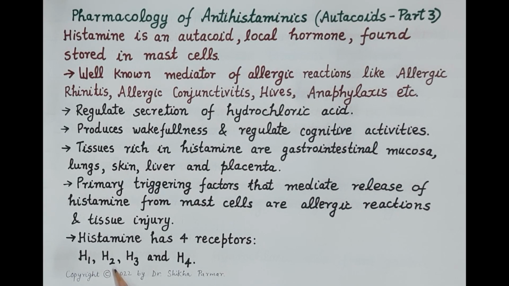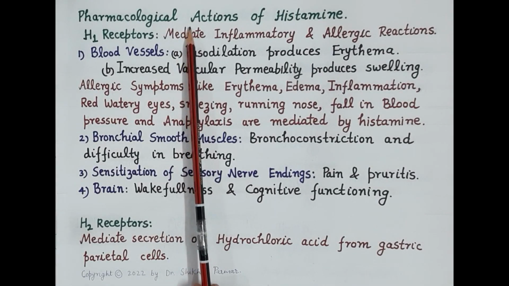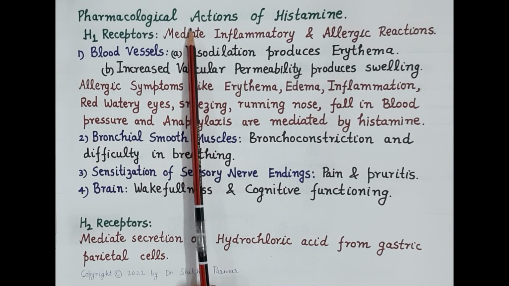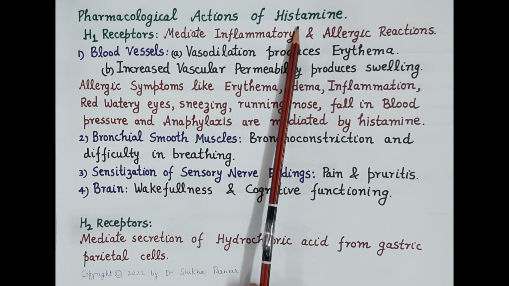Now in this video we are going to concentrate on H1 and H2 antihistaminics. Now H1 antihistaminics are used clinically in the management of allergic and inflammatory reactions, whereas H2 antagonists reduce secretion of hydrochloric acid from the parietal cells and are used clinically in the treatment of gastroesophageal reflux disease, gastritis and peptic ulcers. In order to understand pharmacology of H1 and H2 antihistaminics, it's important to summarize pharmacological actions of histamine.